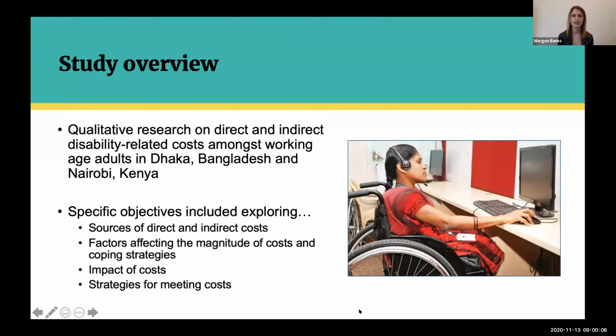So some of the specific objectives of this research were to look at the sources of direct and indirect costs, as well as factors affecting the magnitude of those costs and ability to meet them. We also looked at some of the impacts of costs amongst people with disabilities and their households, as well as the strategies that were used for meeting costs.